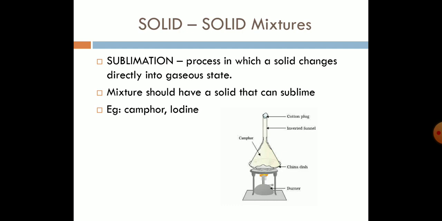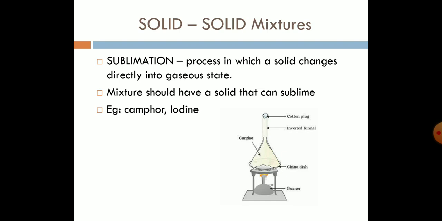That is, we take two solids. Out of that, one solid will have this property of sublimation, or it is called a sublime solid, a solid that can sublime. In that case, we can go with this separation. Look at the picture. What is that? You have a burner, which will be burning, like our gas burner. On the top you have a china dish. A china dish is made up of porcelain or glass. On it you place your camphor or a mixture mixed with camphor.